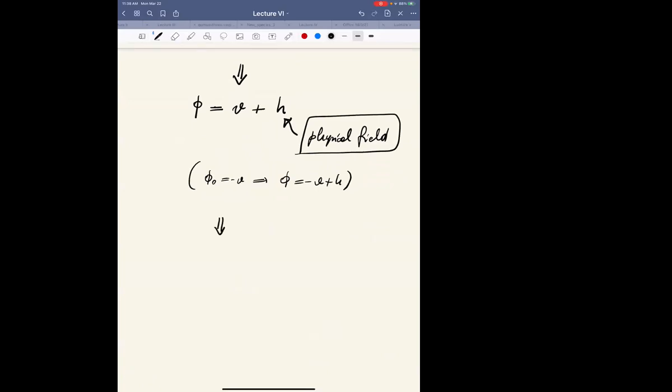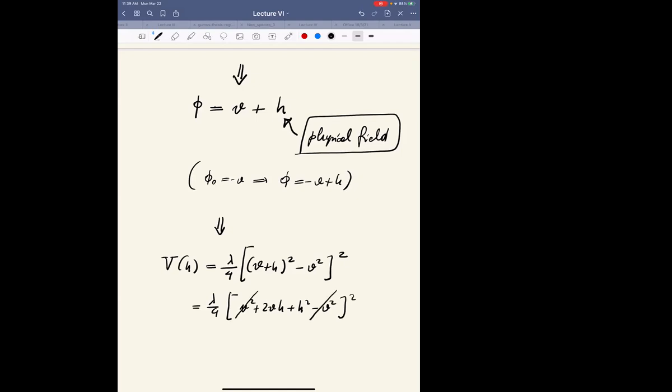So let's rewrite the potential now as a function of H: lambda over 4, (V plus H) squared, that is phi squared, minus V squared, everything squared. It's lambda over 4, V squared plus 2VH plus H squared minus V squared. A very important thing: the troubling V squared term with the wrong sign actually disappeared. Notice what we got. We have an interaction, which is lambda over 4, H to the fourth, plus lambda V H cubed, another interaction when I expand.